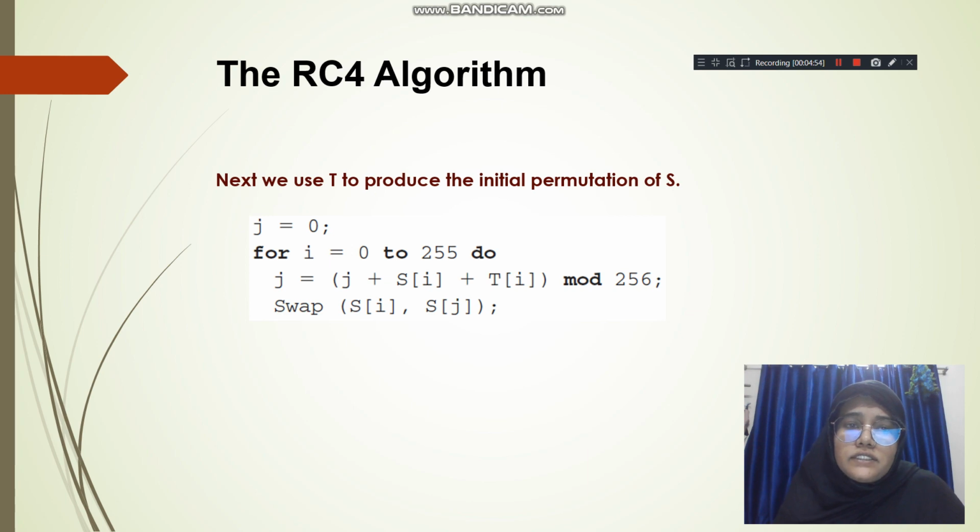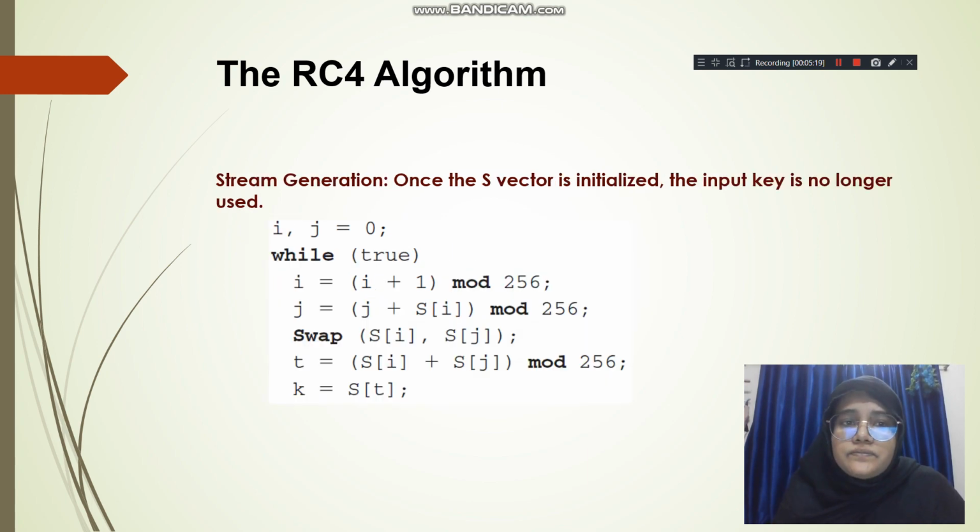Next we use T to produce the initial permutation of S, where j equals 0. So for i equals 0 to 255, j equals (j plus S[i] plus T[i]) mod 256, and that will be swapped, S[i] and S[j].